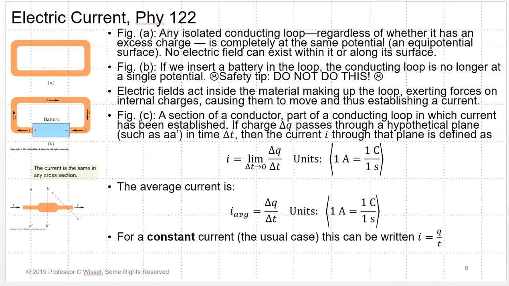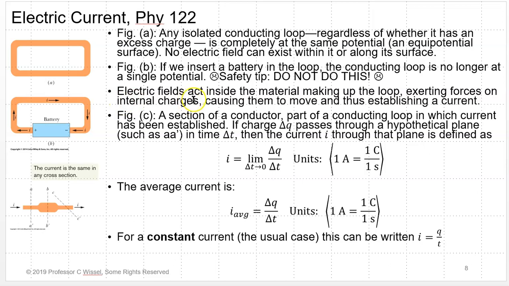If you're an algebra-based student, Physics 122, this is where you want to be. In Figure A, any isolated conducting loop, regardless of whether it has an excess of charge, is completely at the same potential. In other words, it's an equal potential surface. No electric field can exist within it or along its surface. In Figure B, if we insert a battery in the loop, the conducting loop is no longer at a single potential. The side that's connected to the positive terminal is now at a higher potential than the side that's connected to the negative terminal. Safety tip, do not do this. It's a great way to start a fire.